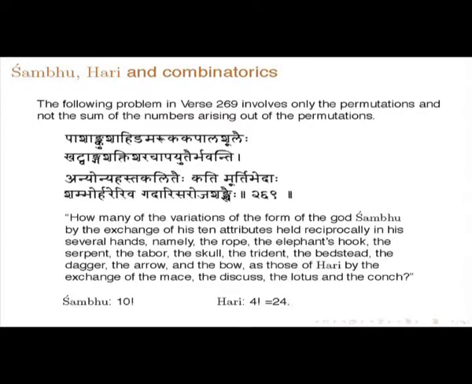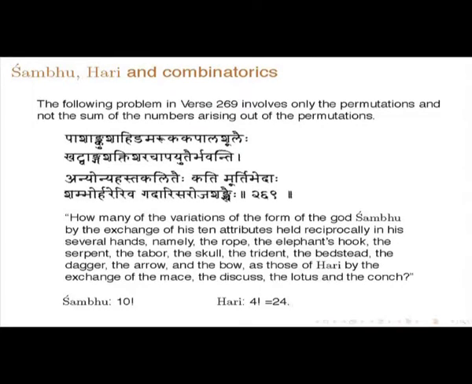Pashankushahi Damaruka Kapala Shulaihi Katwanga Shakti Shara Chapayutaihi Bhavanti Anyona Hasta Kalitaihi Kati Murti Bedaha Shambhoho Hare Riva Gadari Saroja Shankaihi. How many of the variations of the form of the god Shambhu by the exchange of his 10 attributes held reciprocally in his hands, several hands. So, he has 10 hands here, namely the Pasha, rope, Ankusha, elephant's hook, okay, Ahi, then serpent, Damaru, then Kapala, then Shula, etc. You see dagger, arrow, bow, okay.